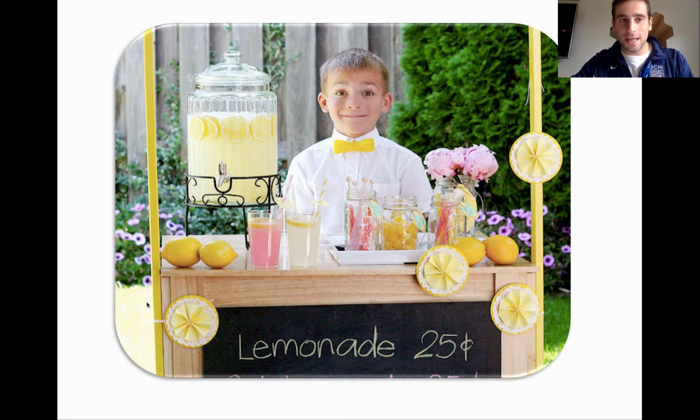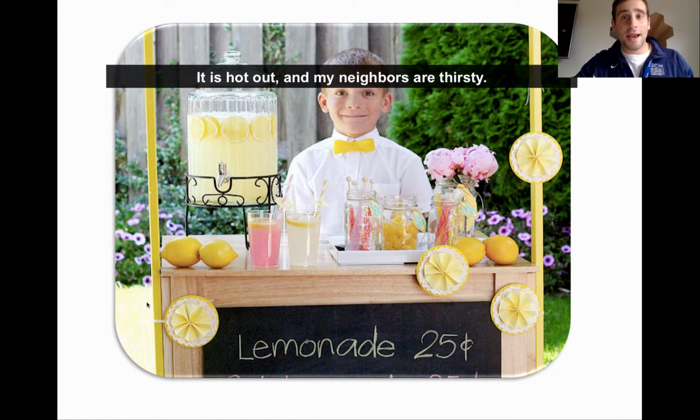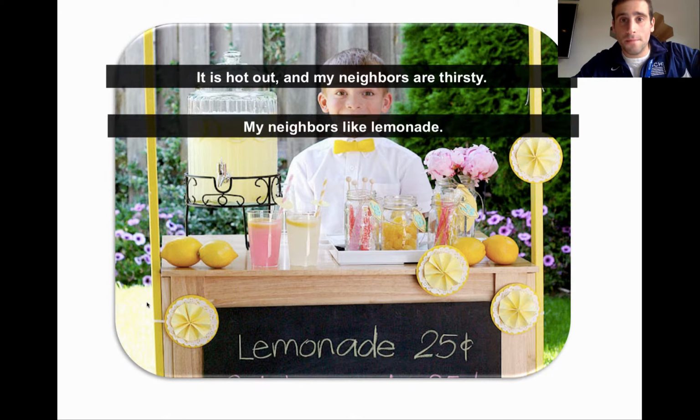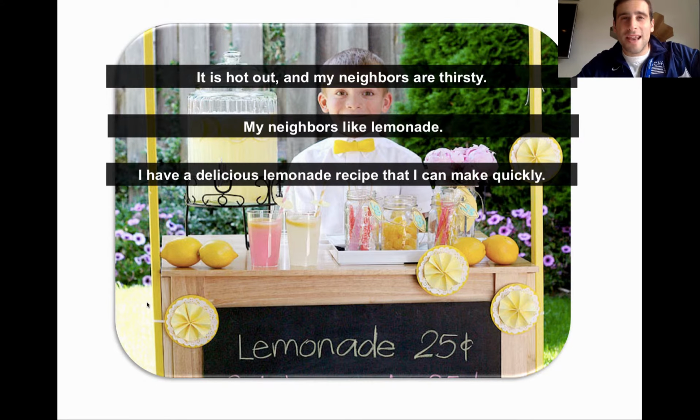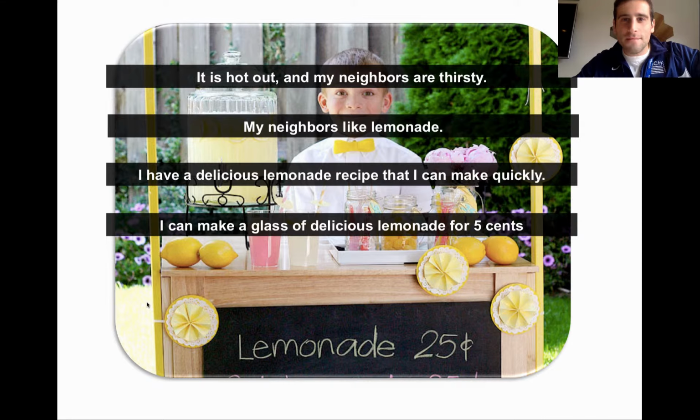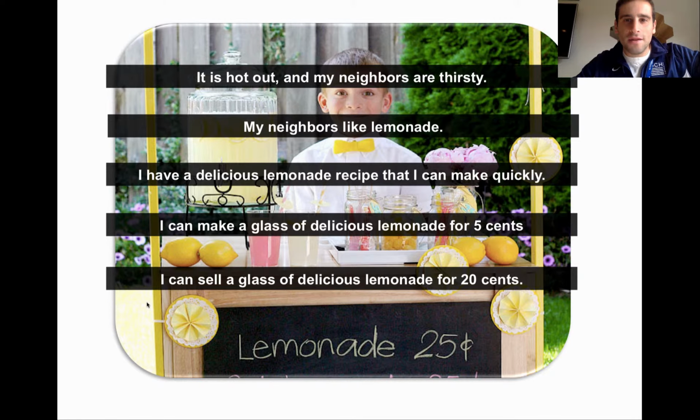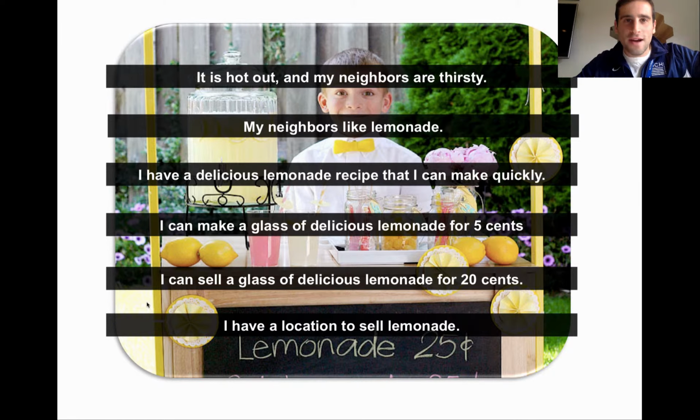This is Timmy. This is his lemonade stand. And before he even sets up the lemonade stand, he has a number of assumptions that he is thinking about. It's hot out and my neighbors are thirsty, could be one. My neighbors like lemonade. I have a delicious lemonade recipe that I can make quickly. I can make a glass of lemonade for about 5 cents. I can sell a glass of lemonade for 20 cents. And finally, I have a location to sell lemonade. Now, before Timmy starts testing the answers to these questions, they're just guesses.